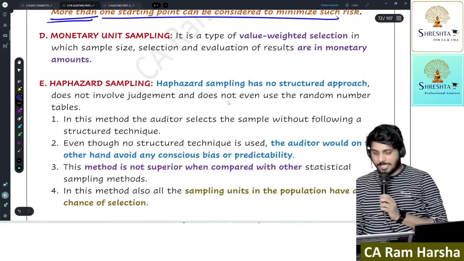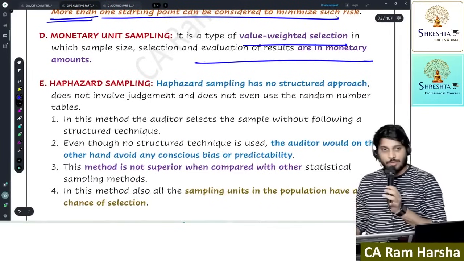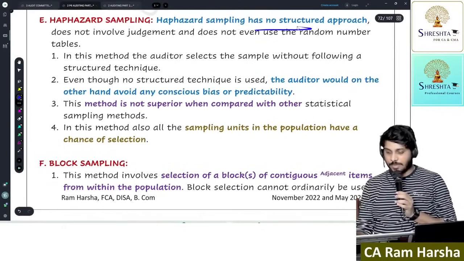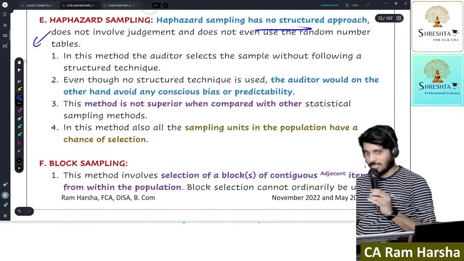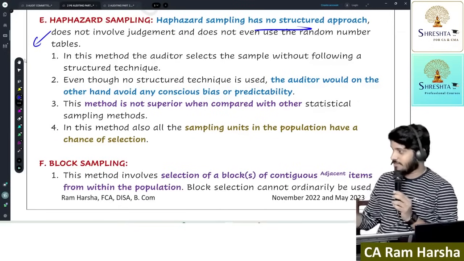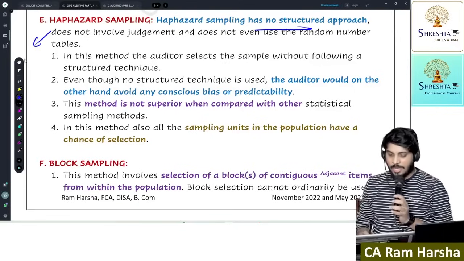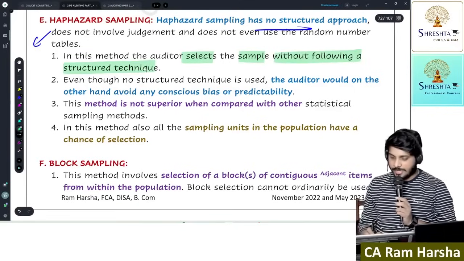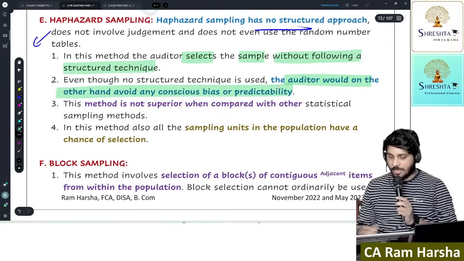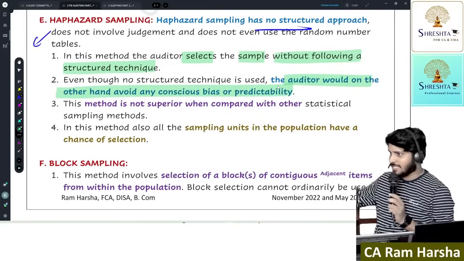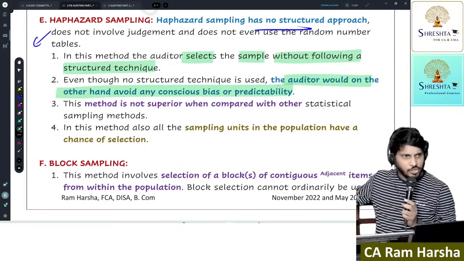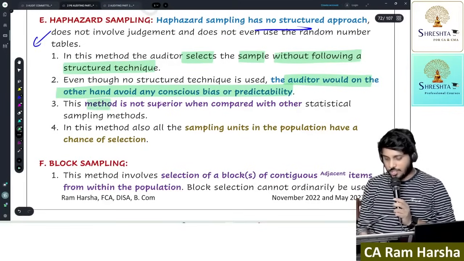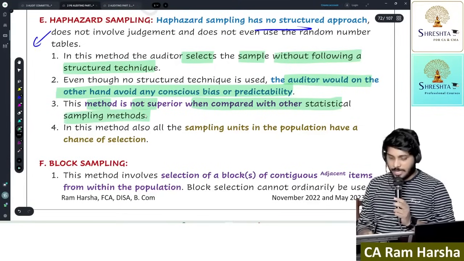Next, monetary unit sampling. It is nothing but value weighted selection where the sampling results are all in monetary amounts. Haphazard sampling has been asked many times as a 4 marks question. Stratified random sampling is also asked many times. Haphazard means the auditor selects the sample without following any technique. The auditor will avoid bias and predictability. We did haphazard selection. Do we have any bias? No. But we don't use random number tables. Getting it? This method is not superior when compared with other sampling methods.